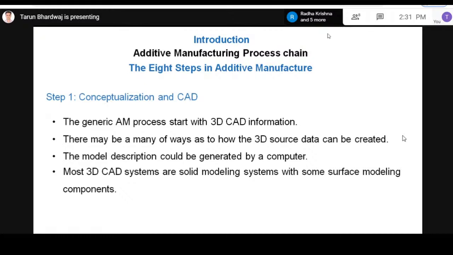And there are many ways in which 3D source data can be created. Means if we just talk about SolidWorks, it uses the SLDPRT parts, and if you use AutoCAD, it may be exported in any other file. The model description should be generated by a computer, and most 3D CAD systems are solid modeling systems with some surface modeling components. They have surface modeling components also. Now AutoCAD also has the 3D CAD model in it.